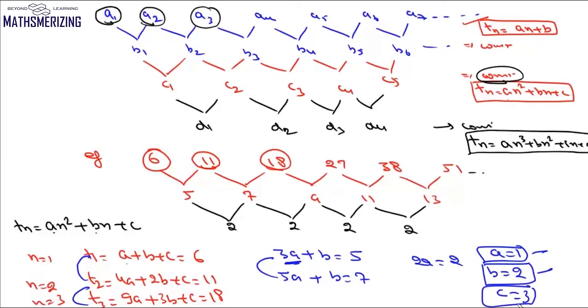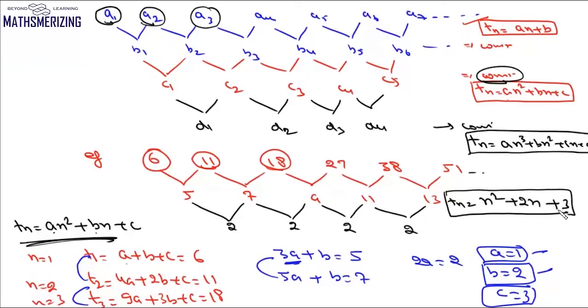So now we have a, b and c. So we can write its general term. So its general term tn will be an square plus bn plus c. So it will be n square plus bn, b is 2, so plus 2n and plus 3. So this sequence is generated by this general term, which is n square plus 2n plus 3. Now we'll put n as 1, we'll get 6. We'll put n as 2, so 4 plus 4, 8, 8 plus 3, 11. For n as 3, 9 plus 6, 15, 15 plus 3, 18. So for this sequence, the nth term is n square plus 2n plus 3.